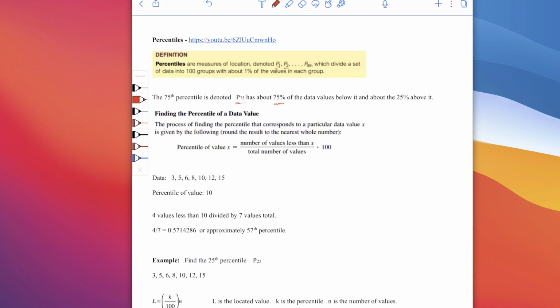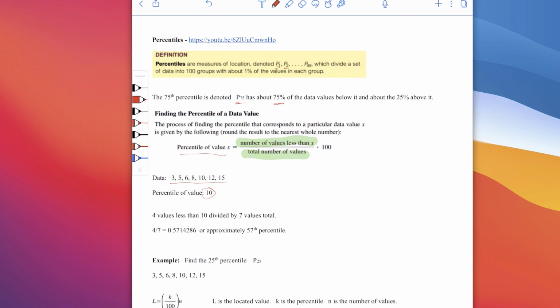And if we want to find the percentile of a data value, so we have some data here, and we want to know what percentile is, say, the value of 10. Well, the percentile of any value is the number of values less than it over the total number of values, and then just multiply by 100, because this will be a decimal, and we make a percent.